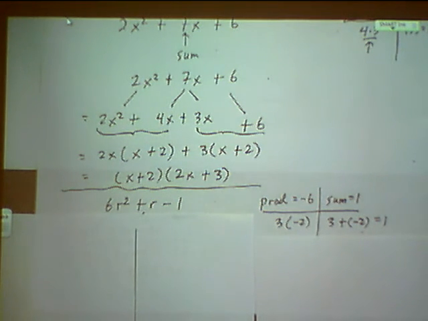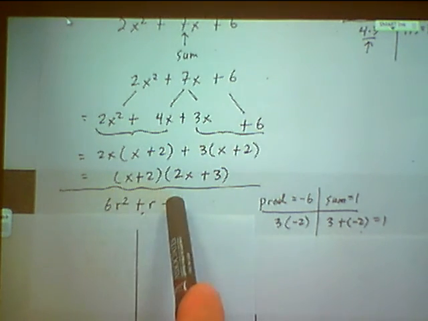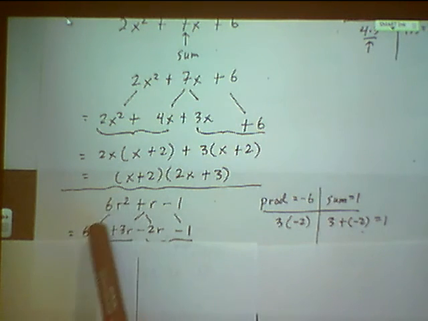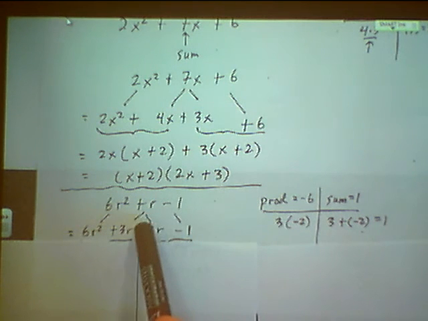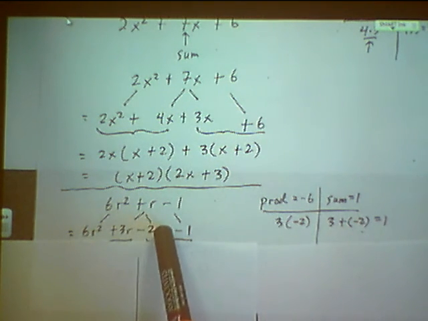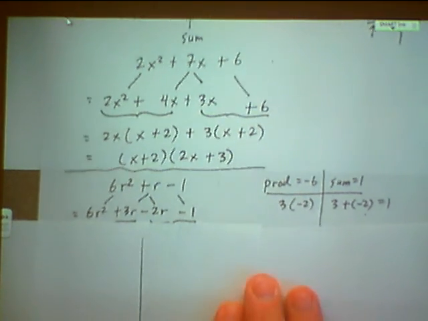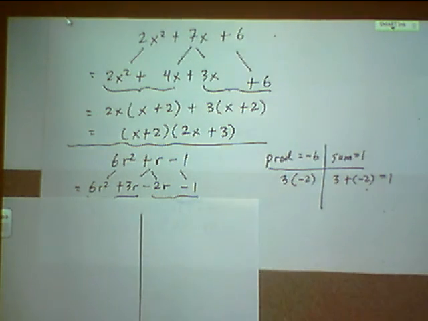So then what do we do? We rewrite the first term and the last term. So in a minute you're going to see I'm going to copy down 6r squared and minus 1. The r, I'm going to break up into 2 terms, and I'm going to use the 3 and the minus 2. So here it is. The 6r squared is written here. The negative 1 is written here. The r is broken up into 3r minus 2r, where the 3 and the minus 2 came from my product sum. Now I have 4 terms, so I do factor by grouping.